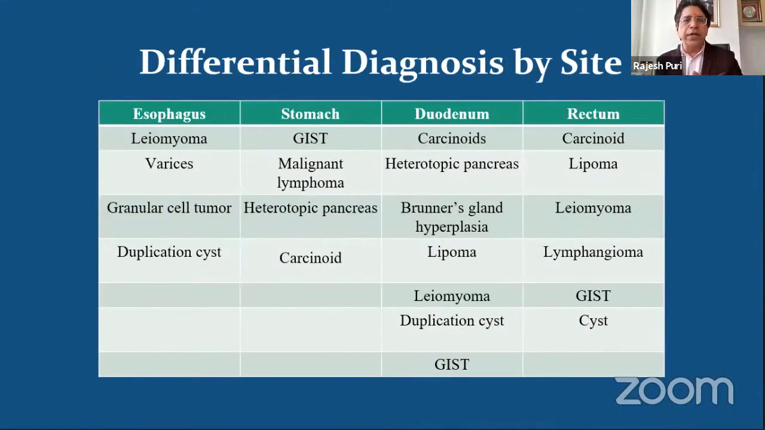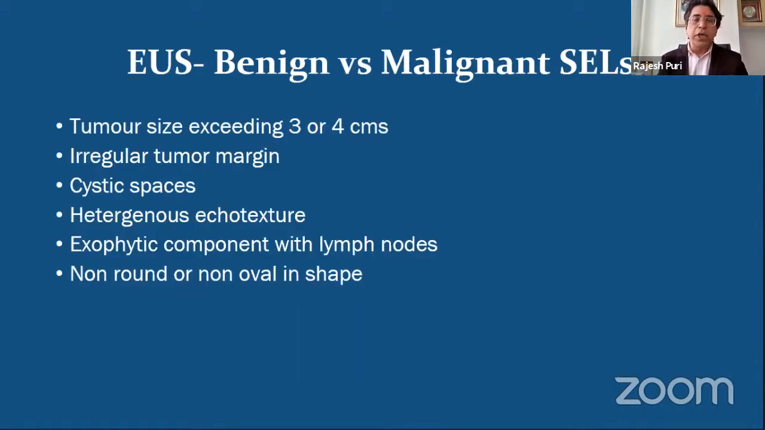So the differential diagnosis on the basis of site is a list which is available in the books. You can read it. I'm not going to go into the detail. But yes, EUS also helps in differentiating a benign subepithelial lesion from a malignant one.